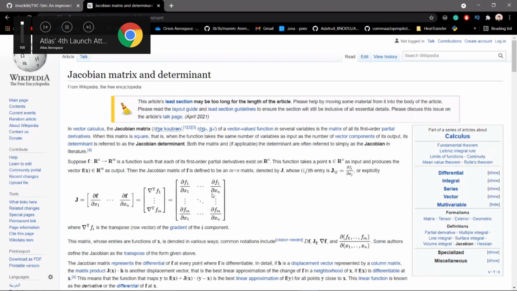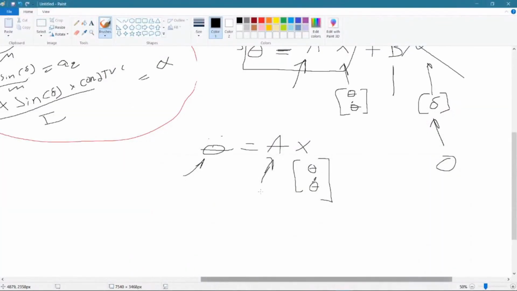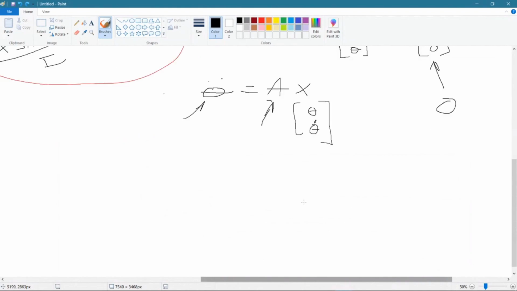So yeah, this is a Jacobian. Looks very scary, right? If you've not done linear algebra and derivatives, or multivariable calculus, then it looks very scary. But in essence, it's very simple, at least in our case. All it is is a matrix of partial derivatives that relates the output to the state. But fortunately, there's a nice and easy way to do this that isn't too scary at all.